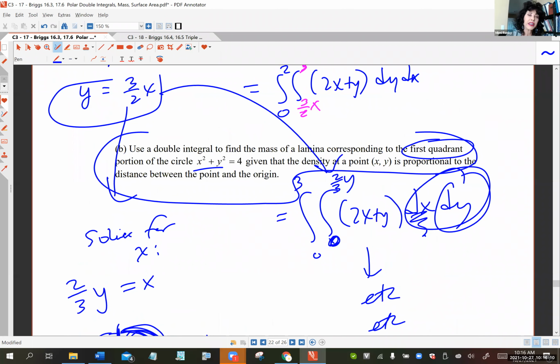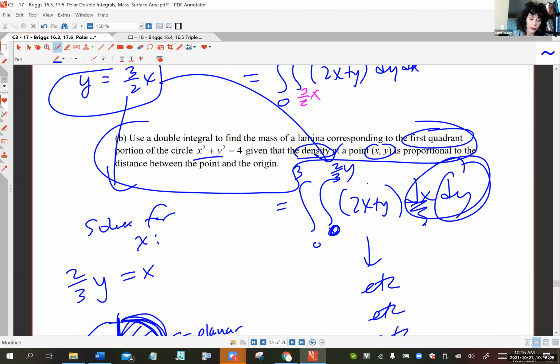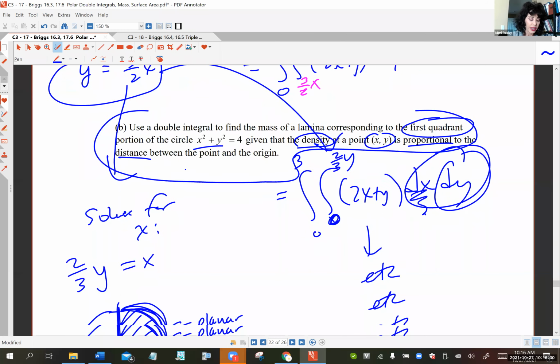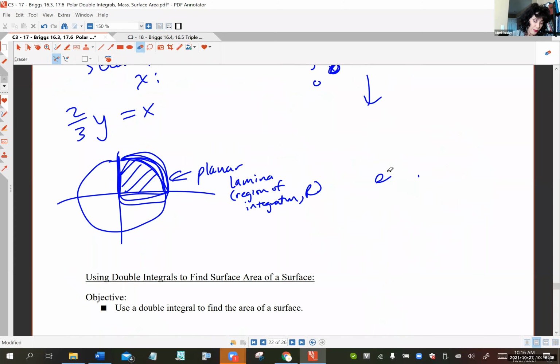Now, they are not giving us a density function for this one. It's a little tougher. They're not giving it to you outright. You're going to have to think it through, okay? They're giving you information, and you have to come up with it. So they're telling you that the density at any point in our region is proportional to the distance between the point and the origin. So this rho of x, y is equal to some constant of proportionality times a distance.